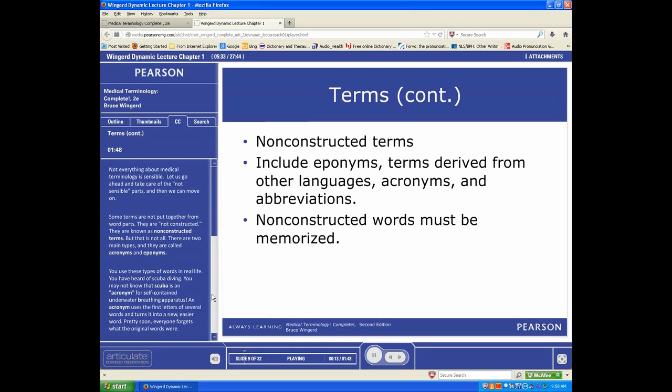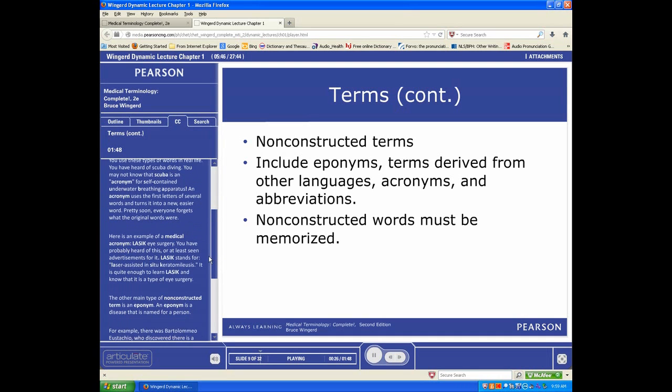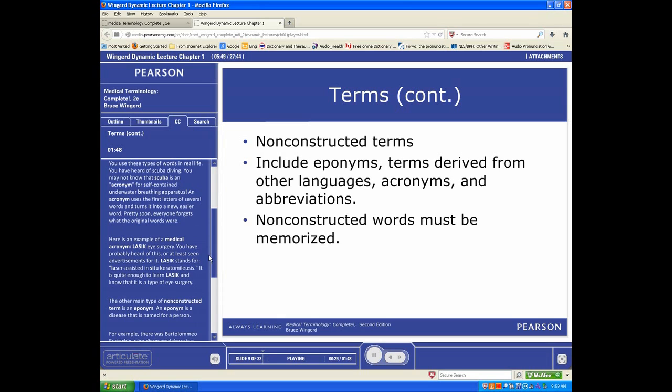You use these types of words in real life. You have heard of scuba diving. You may not know that scuba is an acronym for self-contained underwater breathing apparatus. An acronym uses the first letters of several words and turns it into a new, easier word. Pretty soon, everyone forgets what the original words were.